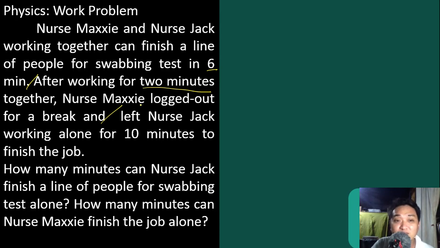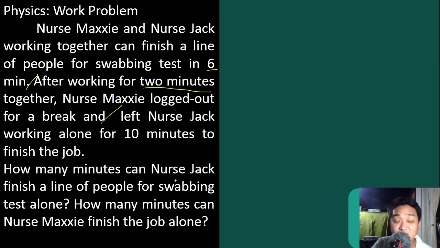Pagkatapos, nag-log out si Maxi. So, ibig sabihin, for 2 minutes, magkasama pa sila sa swab test. Pero after 2 minutes, iniwan ni Nurse Maxi si Nurse Jack. Tapos, natapos ni Nurse Jack yung line of swabbing test for 10 minutes.